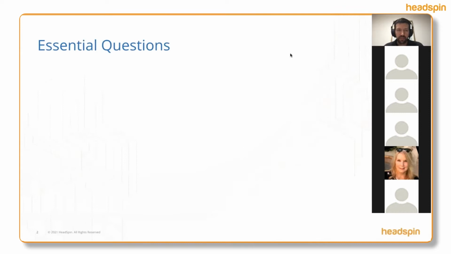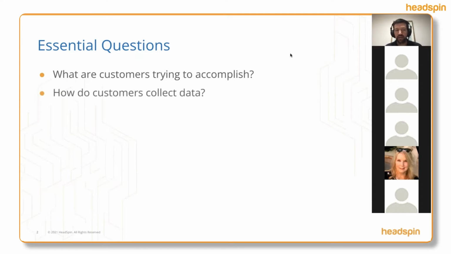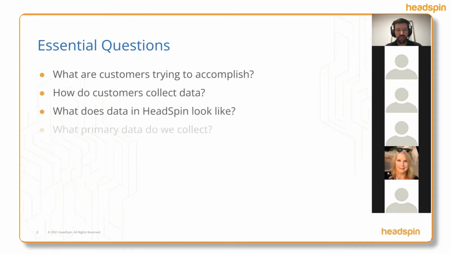And we're going to start with a sequence of essential questions. These are questions that I hope many of you have, and there may be additional questions, but the goal is at the end of this presentation for you to have a high level understanding of them. What are customers trying to accomplish on HeadSpin? How do customers collect data? What does data even look like in the HeadSpin product? What primary data do we collect? And by primary, that means what are the raw data artifacts that we're collecting from these devices?